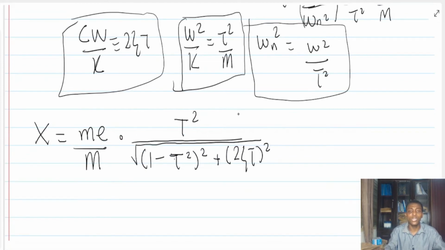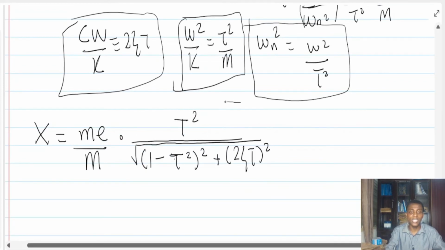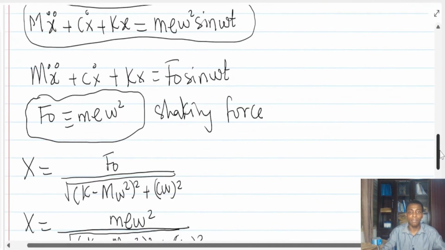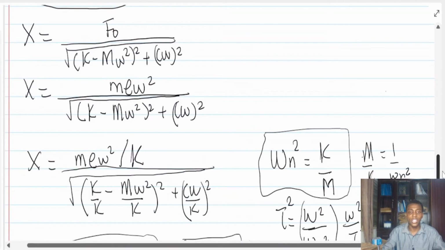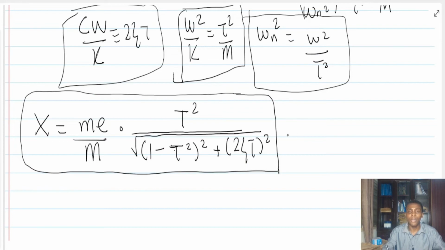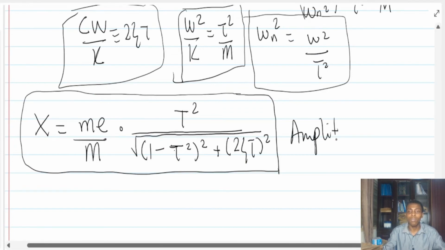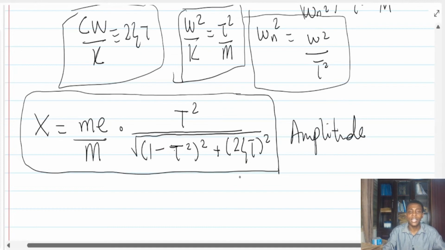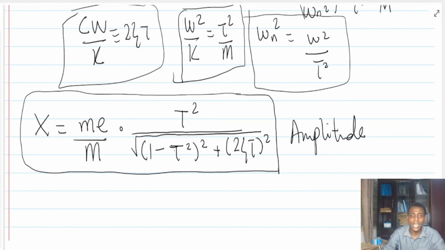Now over here, we've been able to express a certain quantity. And this quantity is what we call the amplitude of our vibrations. Okay, this is actually the amplitude of our vibrations. All right, since we now have the amplitude, let's try and find the force transmitted to the support. So let's calculate the force which is transmitted to the support.